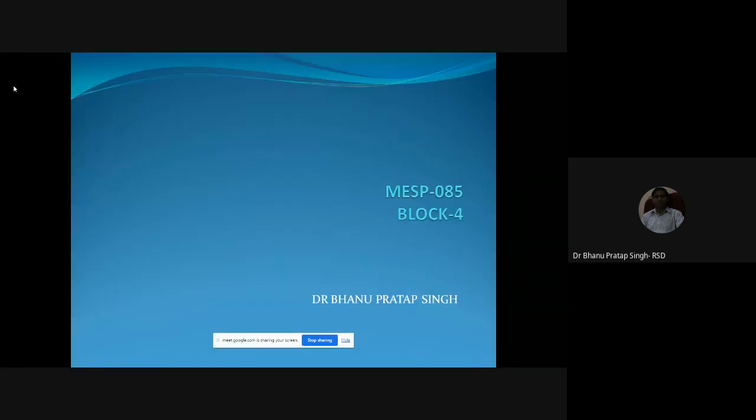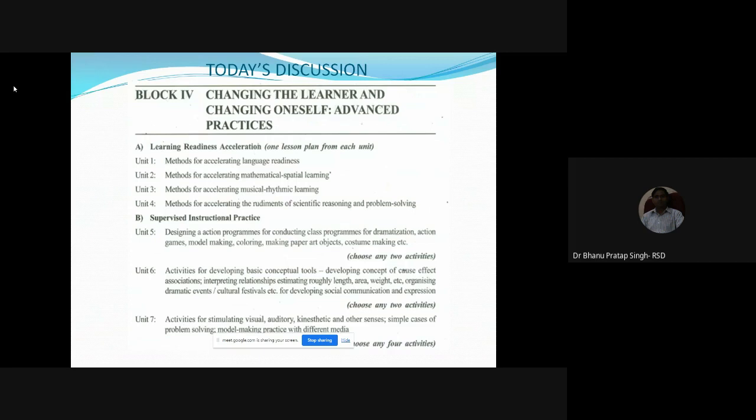So today we will discuss block 4. What are the activities related to block 4 and how, as a teacher, we will complete these activities. So first of all, I am sharing what are the activities which are related to block 4. The title of block 4 is changing the learners and changing oneself. Advanced practices.